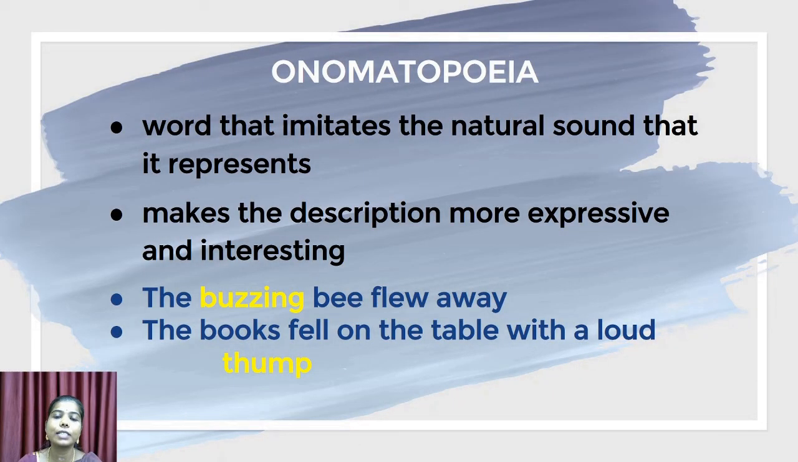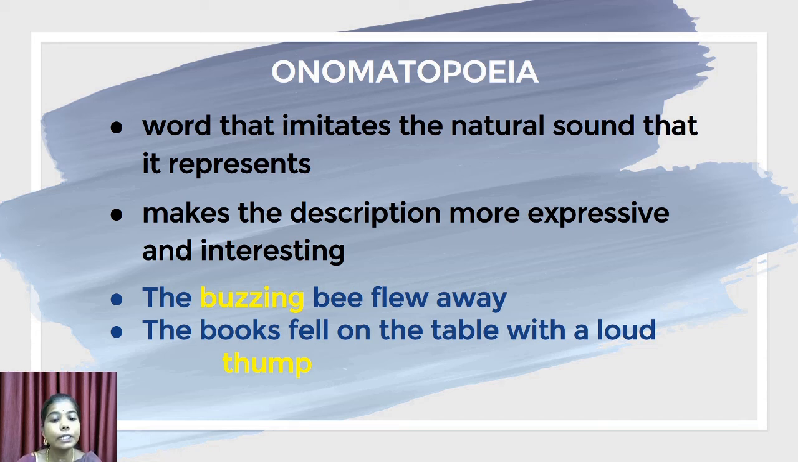The final literary device that we are going to discuss in this video is onomatopoeia. This is a word that imitates the natural sound that it represents. Onomatopoeia creates a natural effect, okay, because we tend to imitate the natural sound that a thing represents. The thing behind using onomatopoeia is that by using onomatopoeic words, the readers feel that the sentences or the literary content is more expressive and interesting also.